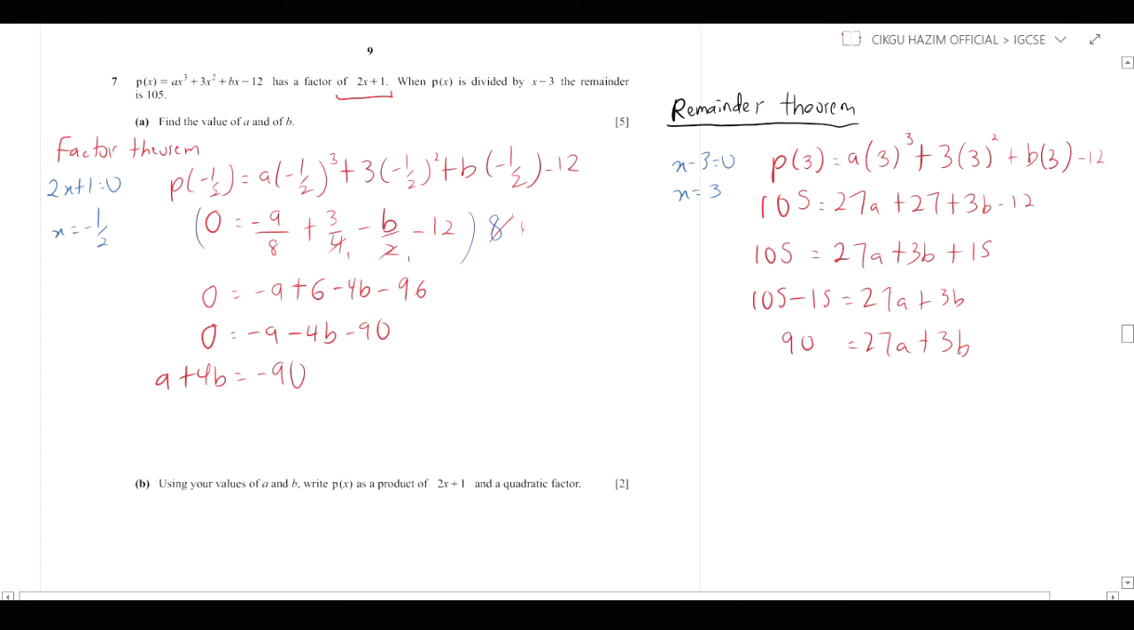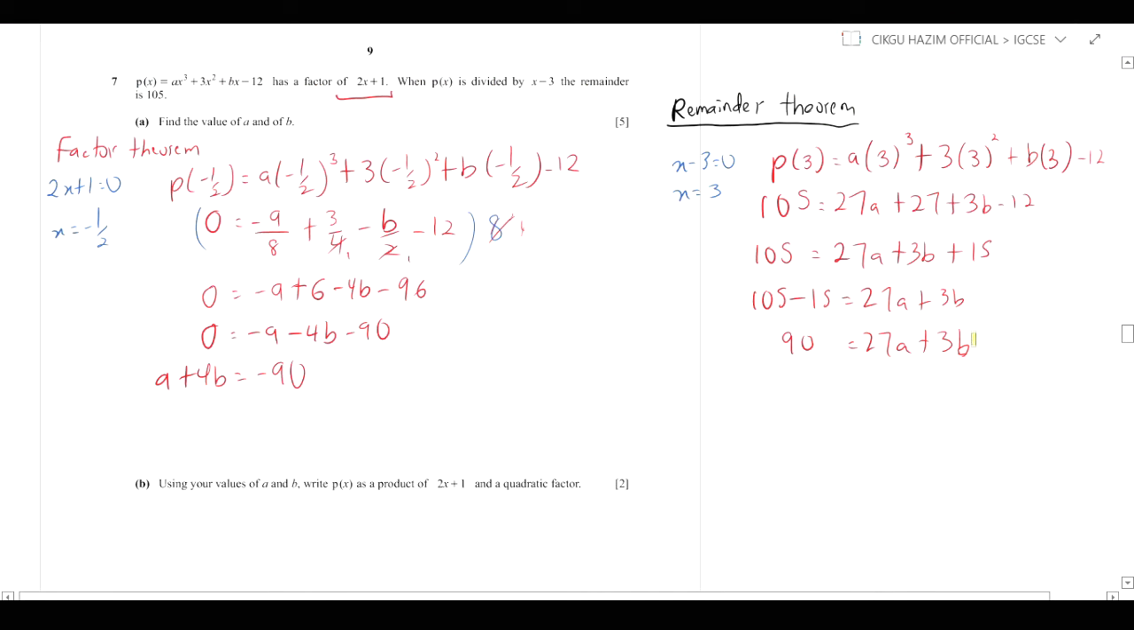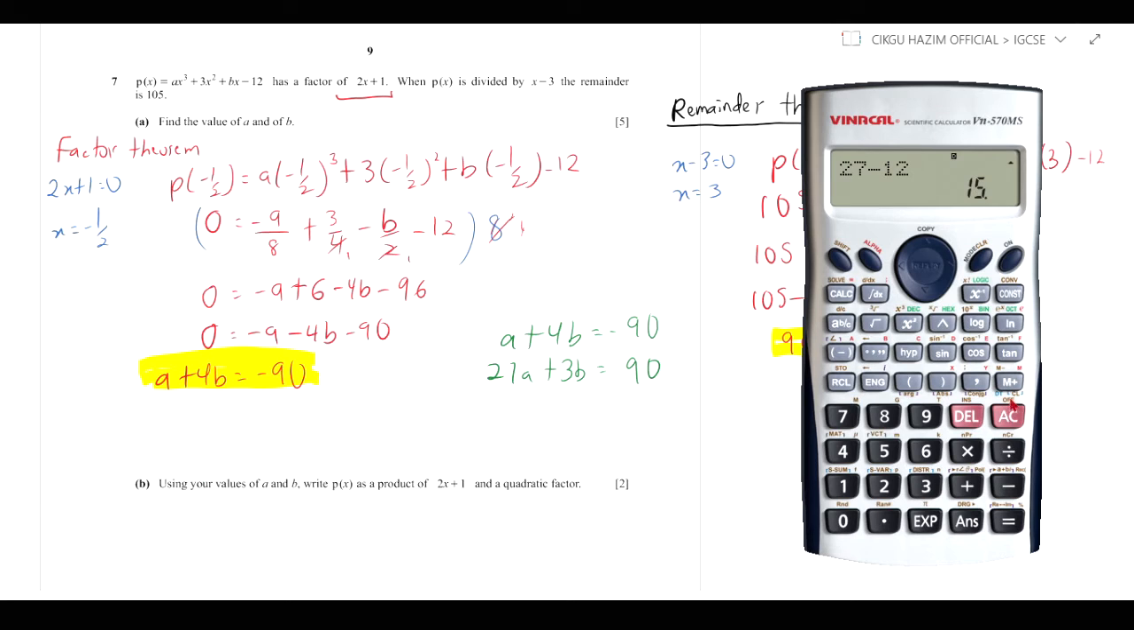We have these two equations: 90 equal to 27a plus 3b and negative 90 equal to a plus 4b. We can solve this by simultaneous equations, or we can do it in the calculator, no problem. So a plus 4b equal to negative 90 and 27a plus 3b equal to 90. In the calculator, you press mode 3 times. You see the equation, and your unknowns are 2, which are a and b. The first values are a is 1, b is 4, and c is negative 90.